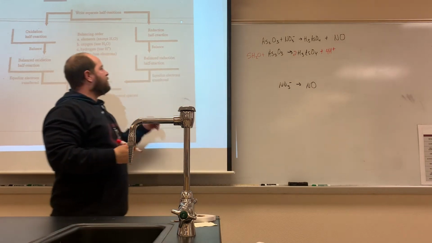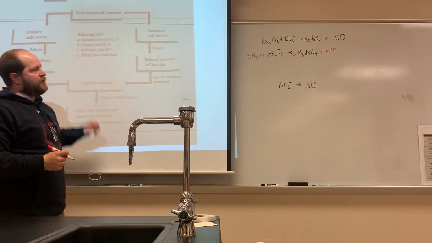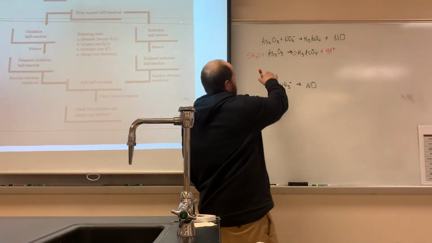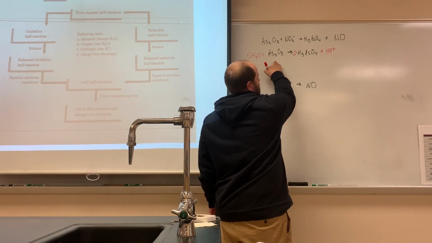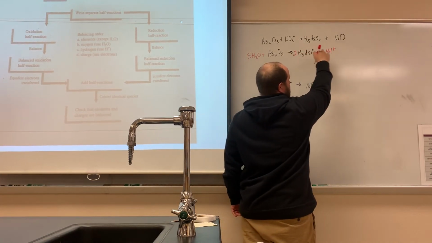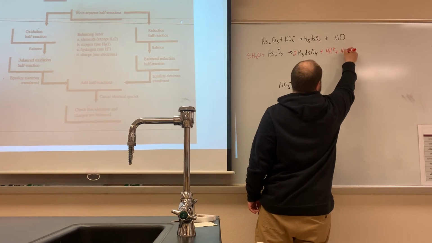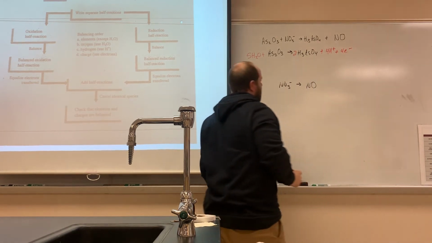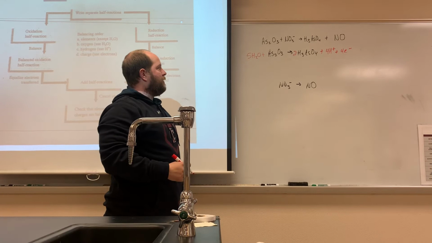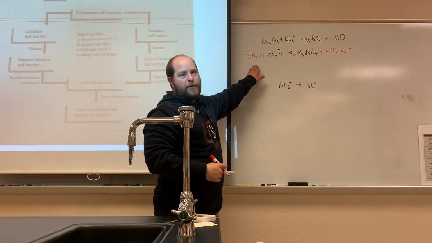Okay, we're getting closer. The next step is balance charge using electrons. So over here it's 0 and 0. This one's pretty easy. This is 0. So I need to make this 0, so I'm going to add the 4 electrons, so these essentially cancel out. Alright, so this half reaction is ready to roll.